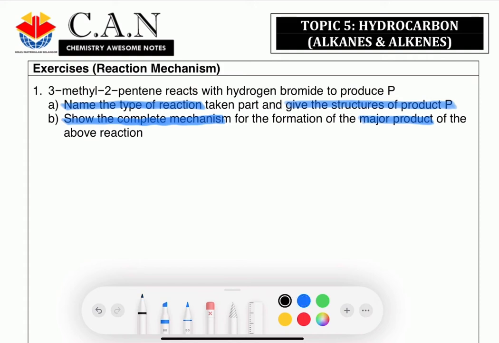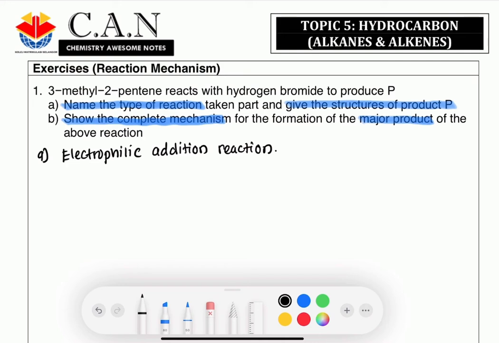So to answer question A, we will start by identifying the type of the reaction. Now, since this is an alkene, we all know that alkene will undergo electrophilic addition reaction. And then, what is the structure of product P?